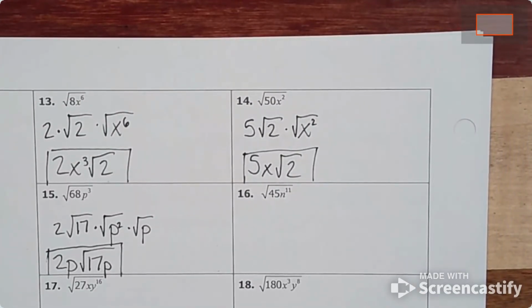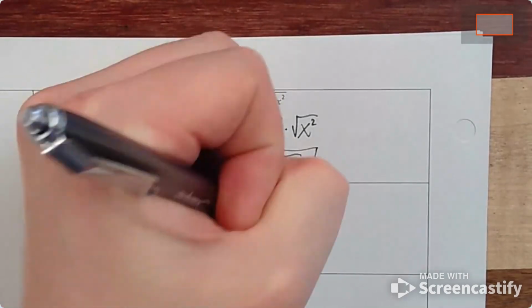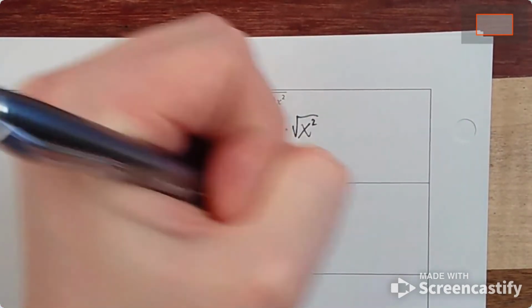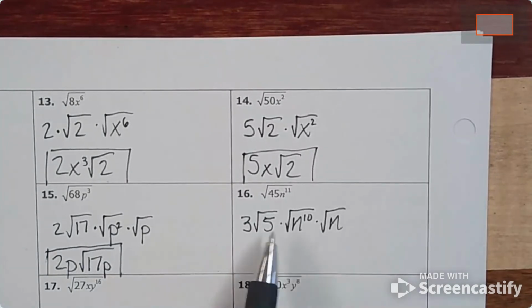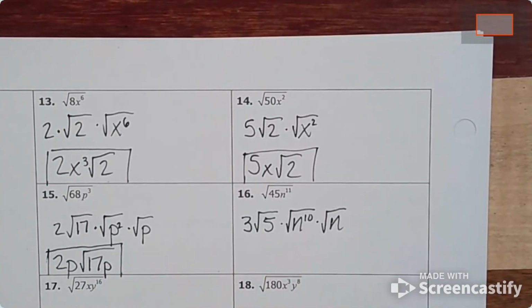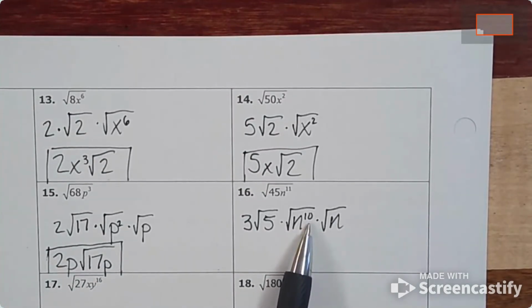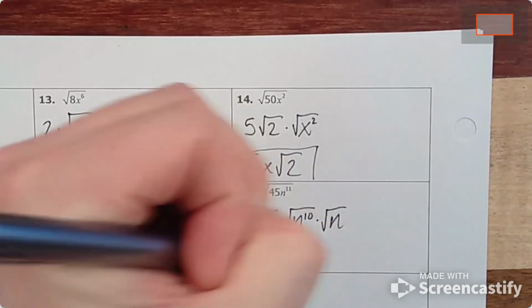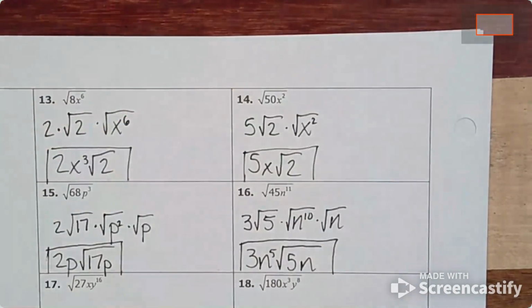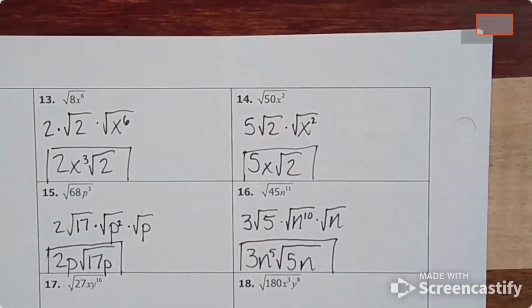How does that one break down? What is our 3 root 5? Yep. Because it would be 9 times 5, the square root of 9 is 3, so you get 3 root 5. Is 11 divisible by 2? No, so we have to break that apart into what? 10 and 1. So times n to the 10th times n, or the square root of those things. So 3 times the square root of 5 times the square root of n to the 10th times the square root of n. The square root of n to the 10th will turn into n to the 5th because we're dividing the exponent by 2. So 3n to the 5th, and then root 5n. Put the things that don't square root under the same square root symbol at the end of the problem.